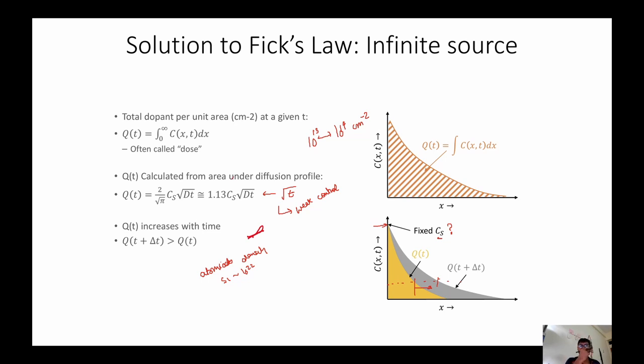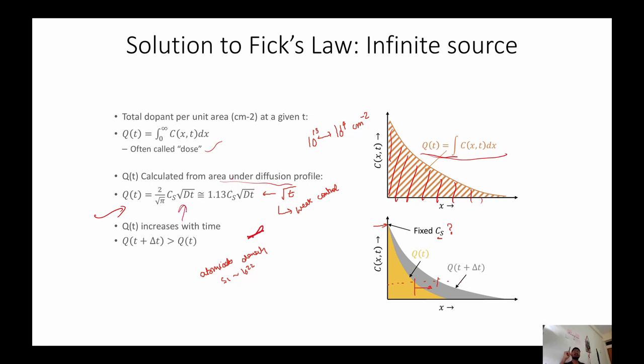Now another thing is the dose. Dose is nothing but how much impurity is there inside the silicon. That is given by the area under this curve. The area under this curve is Qt, the dose, which is given by taking the integral of that error function. We can calculate the area under the diffusion profile, and this is given by 2 by square root of pi times Cs times square root of Dt.